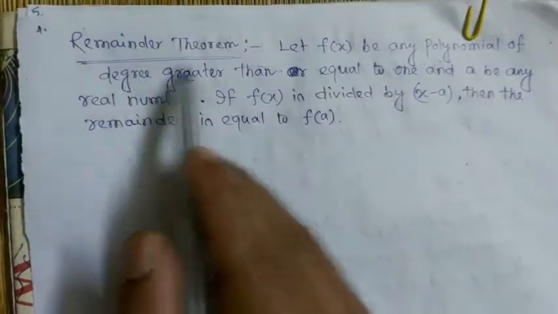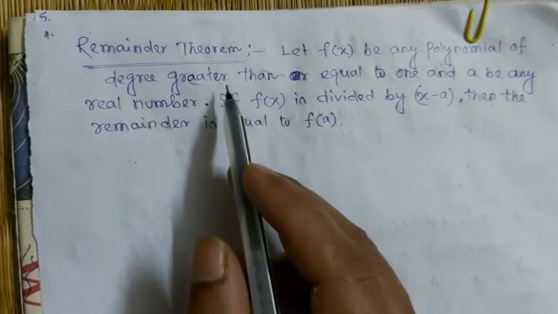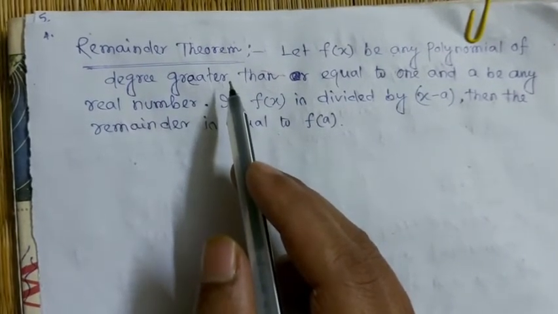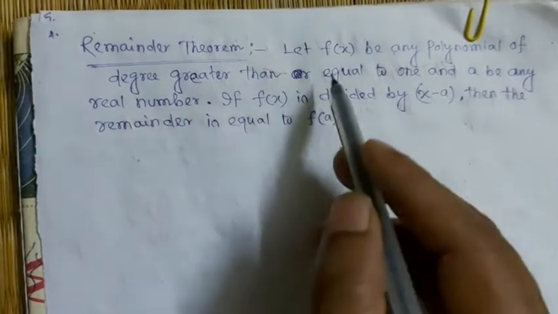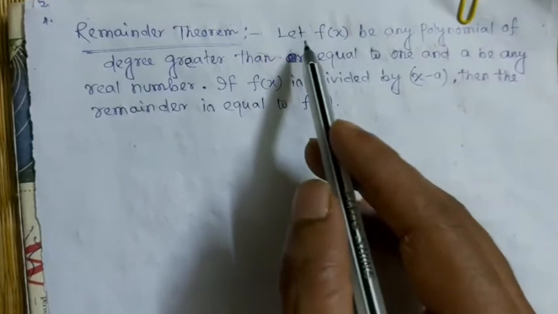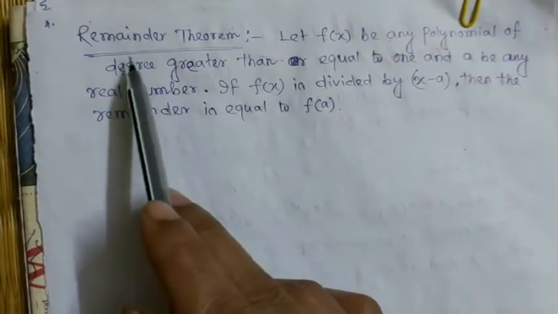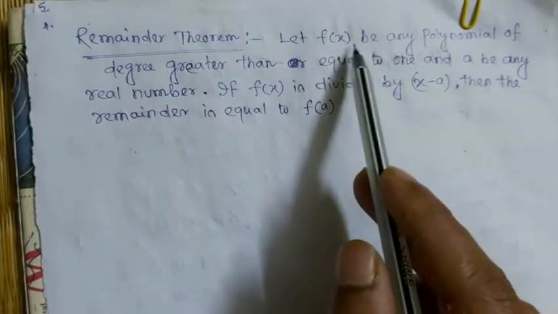Okay, this is the remainder theorem, a very important theorem in the exam. It is given in this way: state and prove the remainder theorem. This statement will not be given in your examination; you have to write it yourself and then prove it. So first, you have to remember this theorem.